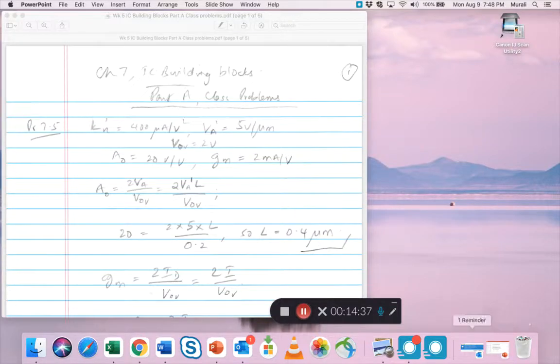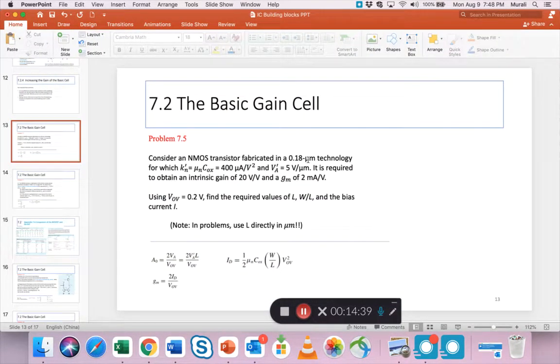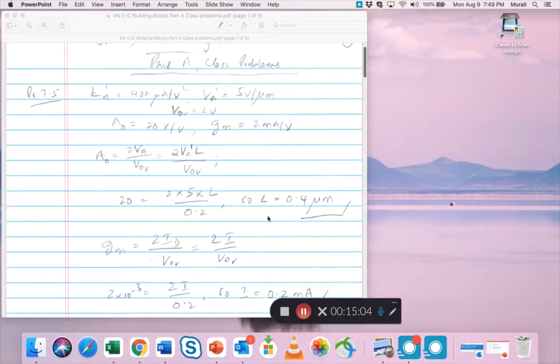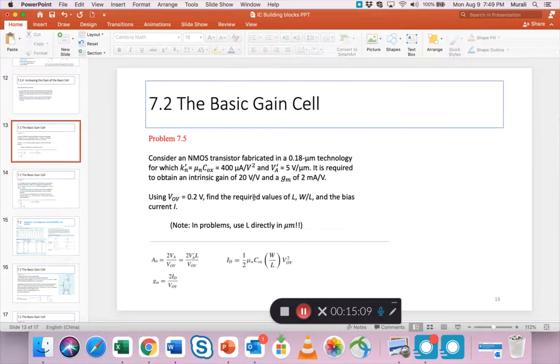Now remember, this process technology is also a length, 0.18, but that is not what we always use, right? In discrete transistor analysis, we use that value as it is. But in IC, we still have to calculate L, and sometimes you can't use the exact L, which I'll explain in a bit. But for now, we come up with a value of L as 0.4 because that's what's required, right? Find the required values of L, W/L, and the bias current I.